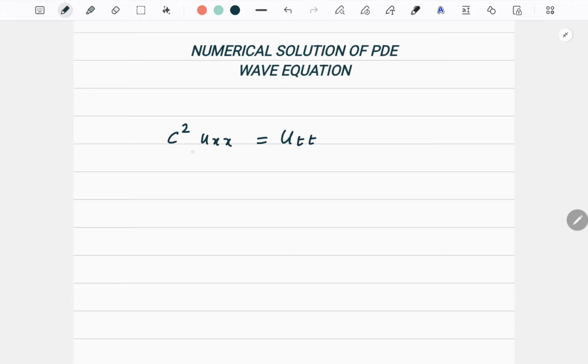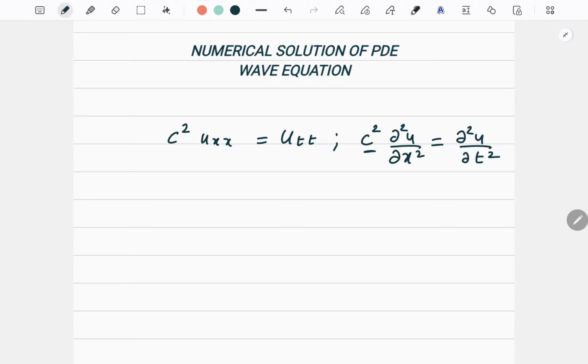The wave equation, the standard format is this, or it is also written as c square ∂²u/∂x² is equal to ∂²u/∂t². So whatever is given, you need to understand. Here one thing always remember, this c square is always with ∂²u/∂x². Now you have already learned how to solve this by the separation of variables method, but now we are doing it numerically. So when you do it numerically, what are the important concepts you need to keep in mind?